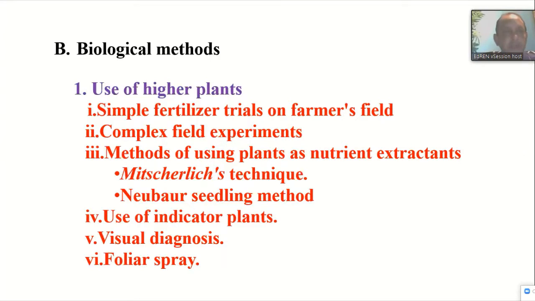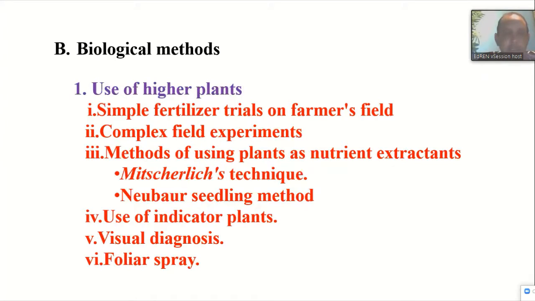Now, biological methods. This is also divided into two. Number one is use of higher plants. Under this, there are six techniques: simple fertilizer trial on farmers' field, complex field experiments, and methods of using plants as nutrient extractors.